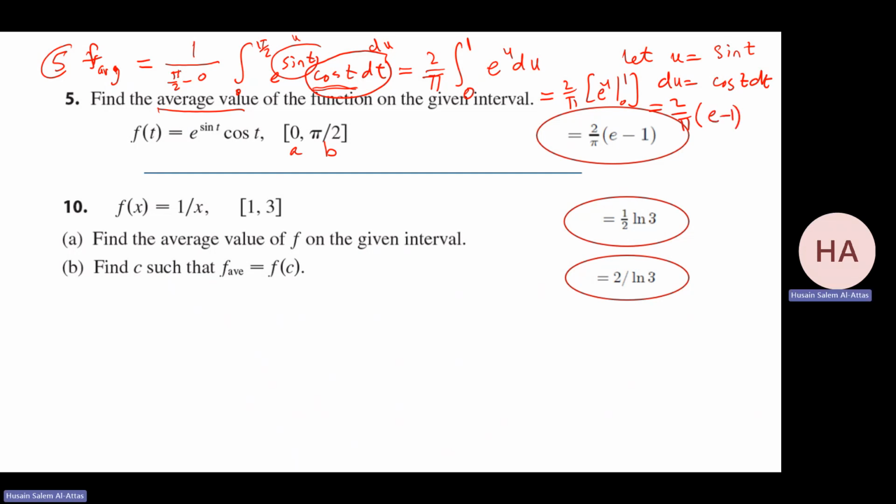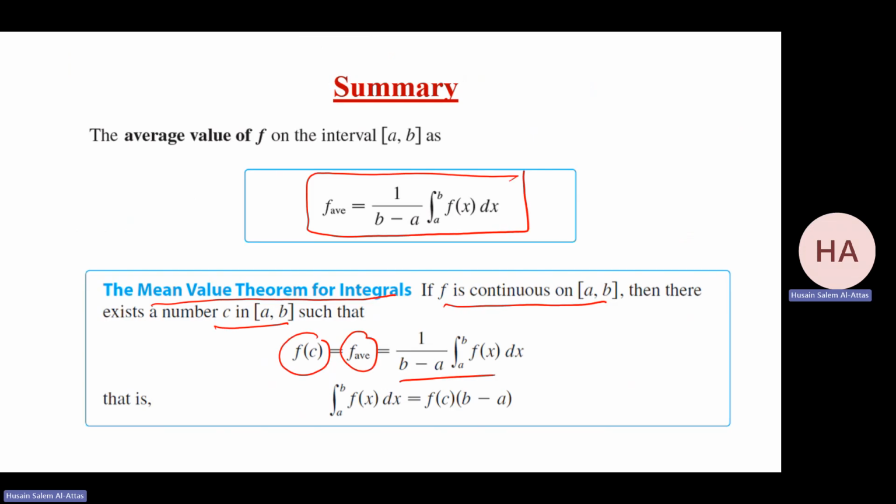If you didn't understand it, I need 5.5 to do this. We'll talk about it; it's just a quick calculation. But the idea is that I need this formula to find the f average.